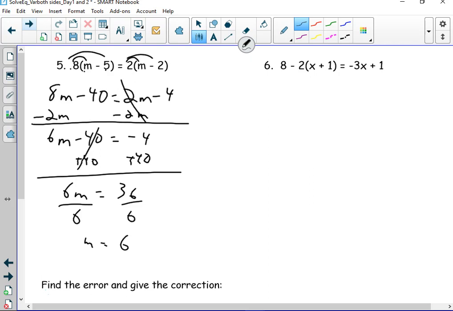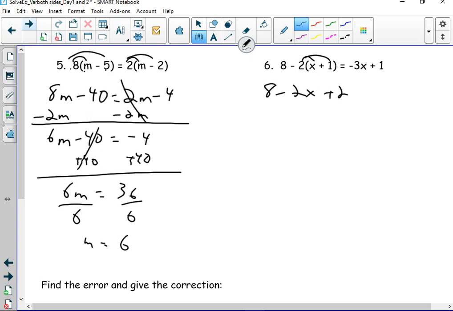Okay, number 6 is a tricky one. You have to be careful. This 2 is a negative 2. You have to distribute by negative 2. The most common mistake here is to just send a 2 in and say, don't write this down, I just want you to see what it is, 8 minus, and just go 2x plus 2. That's wrong.